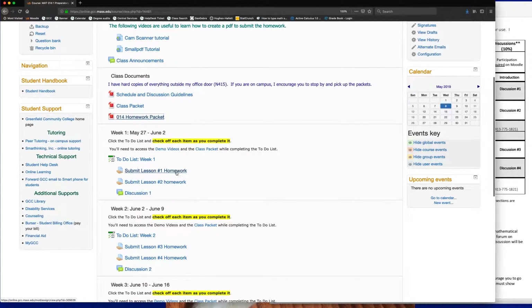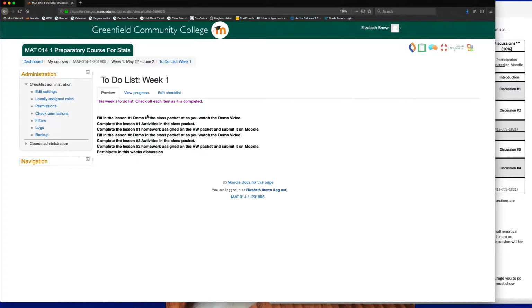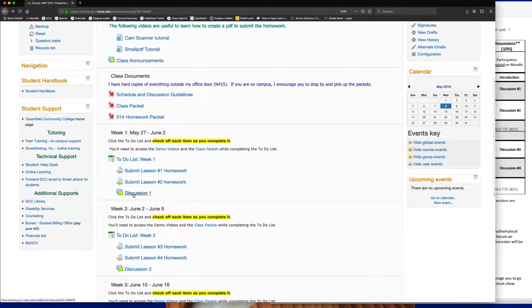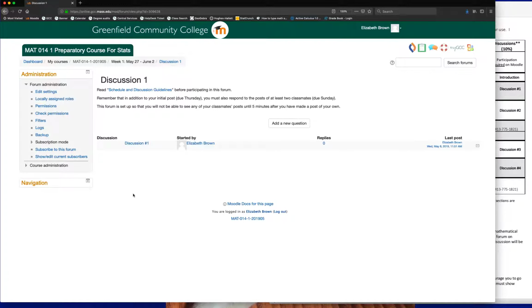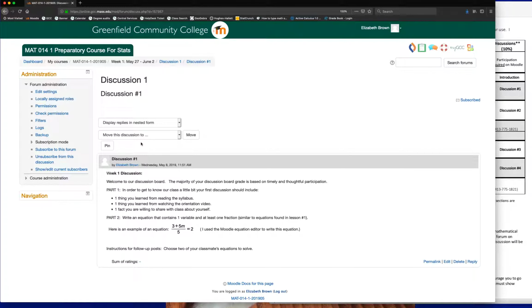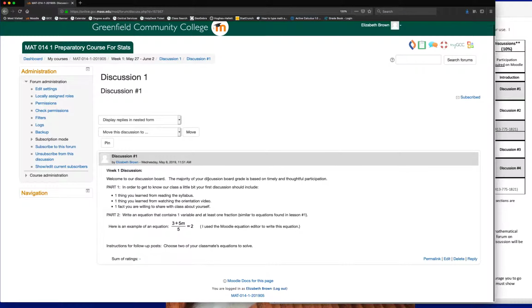You have the ability to submit homework 1, then submit homework 2. Also, there are to-do lists to help you keep track of what you need to be doing each week. And there's discussions that you can respond to, or that you need to respond to. It's required, 10% of your grade.